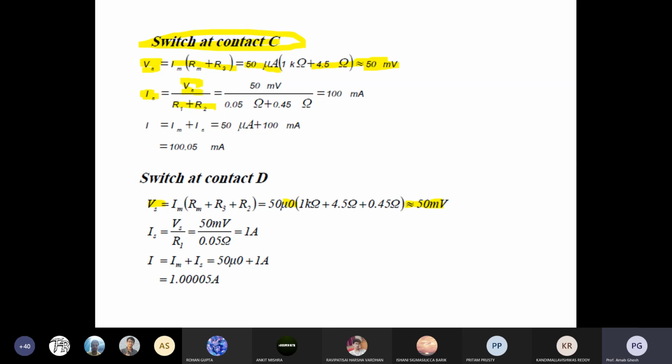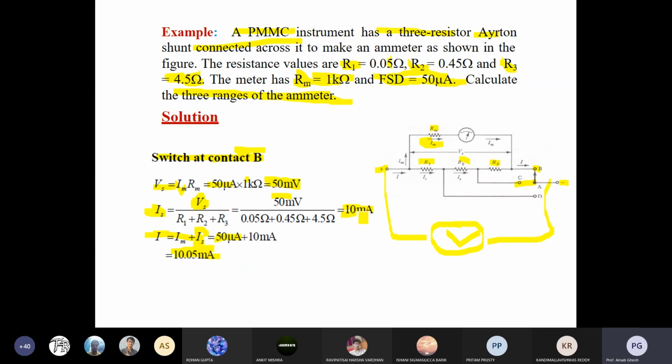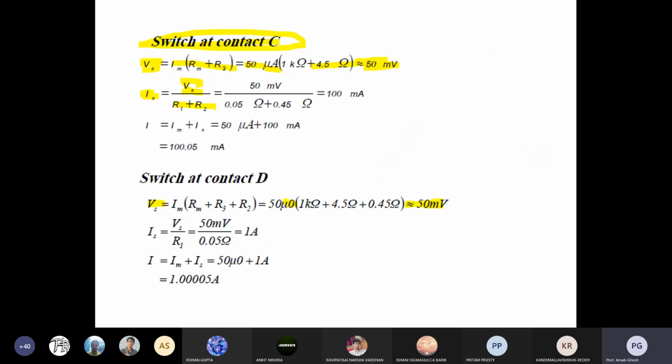In the second case you can see that R1 and R2 are in series. Vs appears across R1 plus R2 and in parallel with Rm plus Rg. So Vs equals, what is the shunt field current? Is equals Vs divided by R1 plus R2. Easily you can find it like your previous formula. So you are getting 100 milliampere.